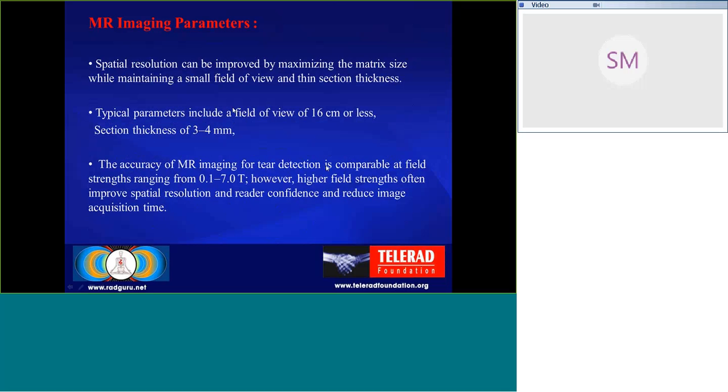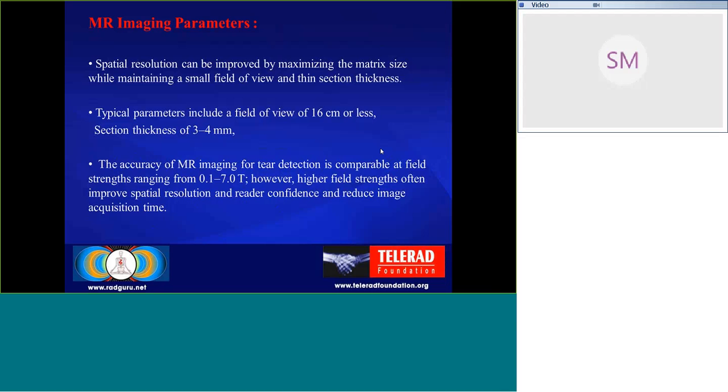So let us come to MR imaging parameters. The spatial resolution of the scan can be improved by maximizing the matrix size while maintaining a small field of view and also preferring the thin sections. The typical parameters include a field of view of about 16 to 20 centimeters, or sometimes less, such as 12 centimeters, and average section thickness of around 3 to 4 millimeters.